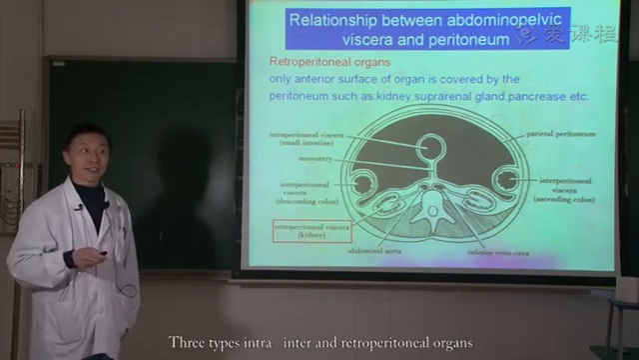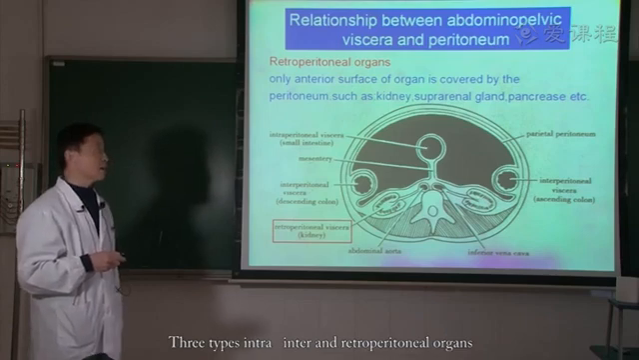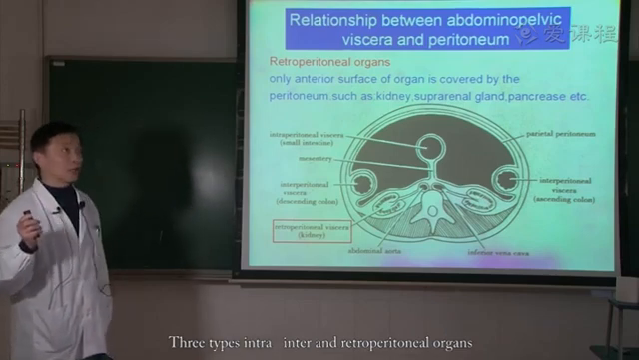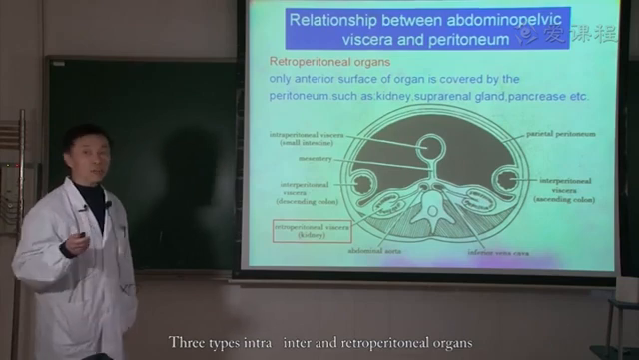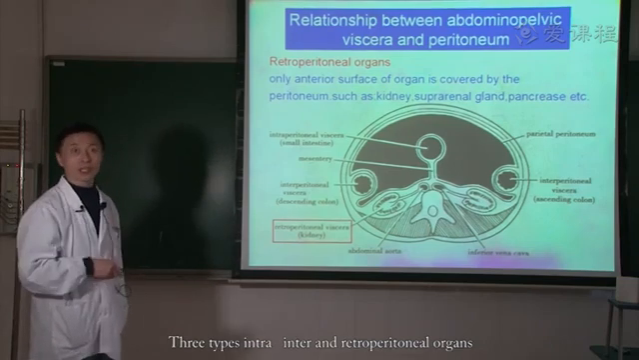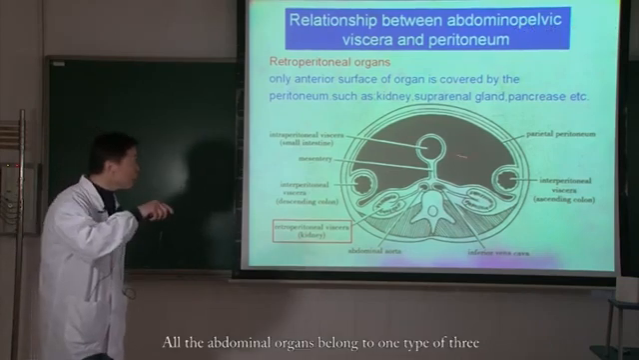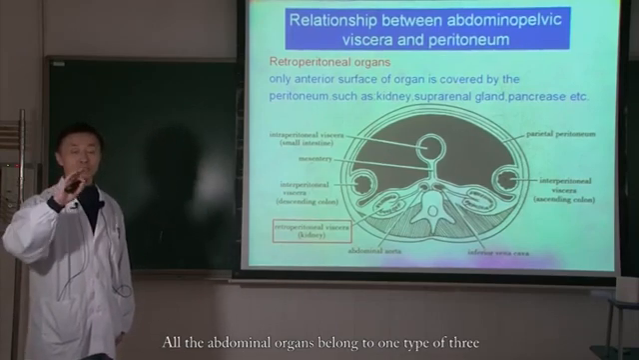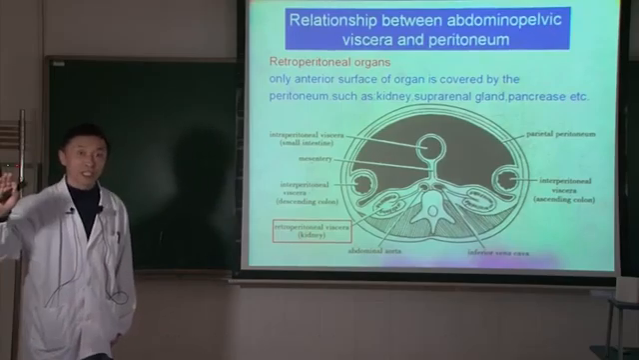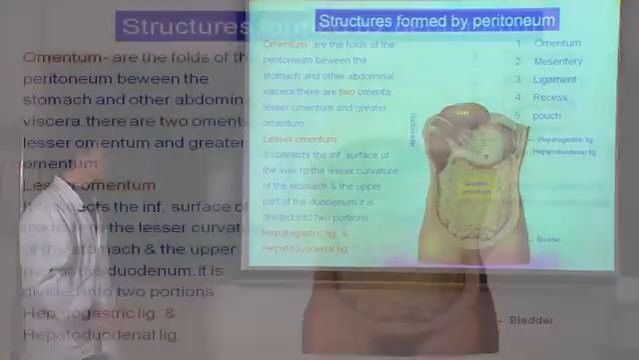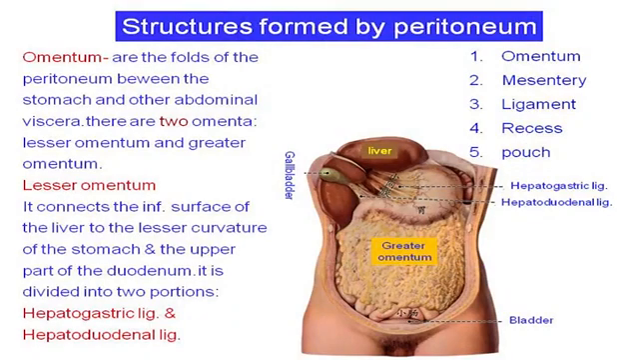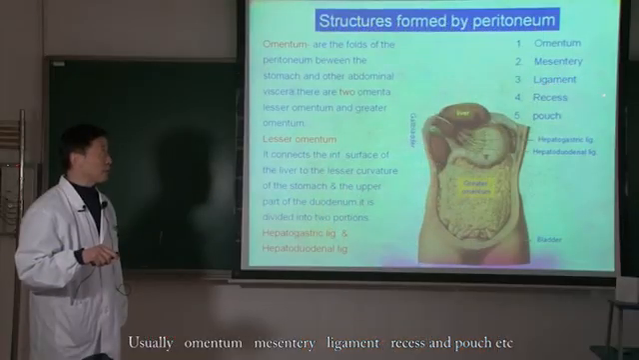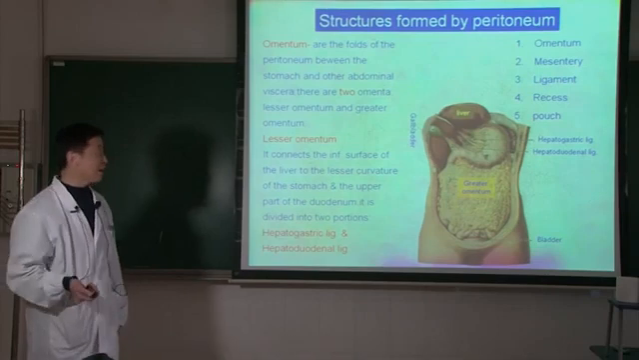Three types: intraperitoneal, interperitoneal, and retroperitoneal. Also abdominal belongs to one type of the three. Structures formed by peritoneum are usually omentum, mesentery, ligament, recesses, and pouch, etc.